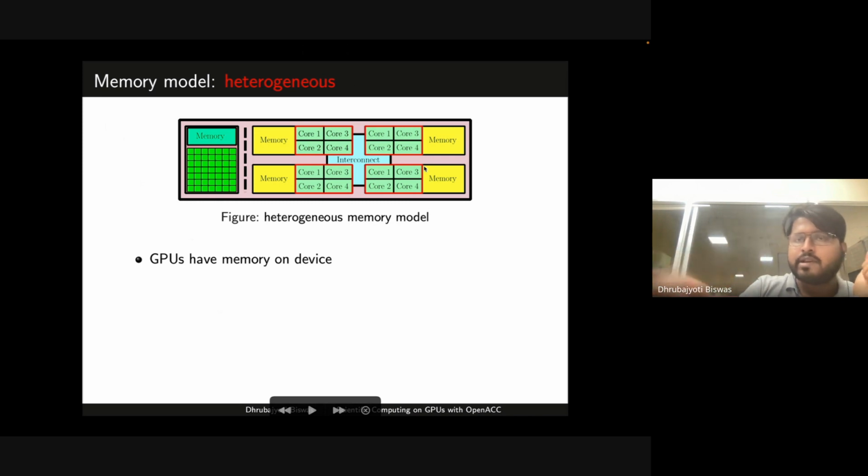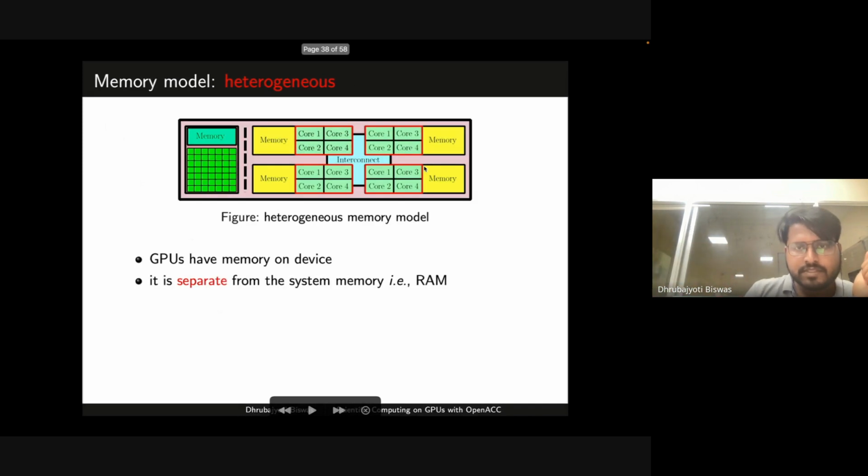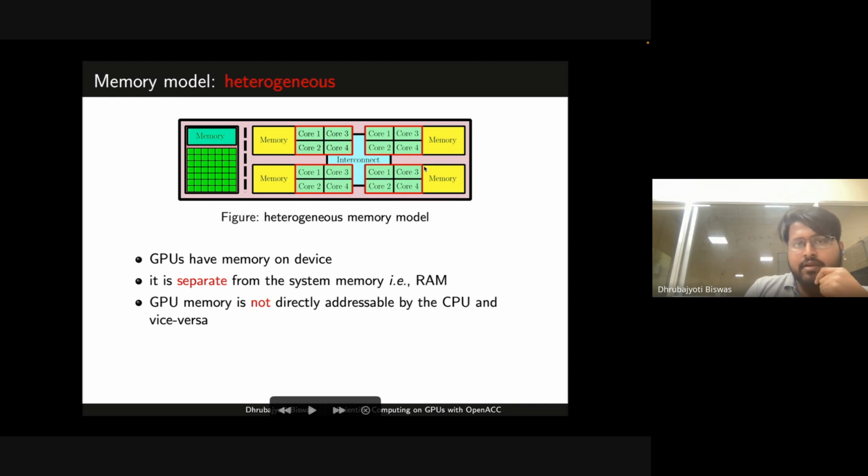Whereas in a CPU-only system, you have to put in your memory, like RAM. But the GPU memory is completely separate from system memory, which is RAM. As we discussed, it is not connected directly. And the interesting and important part here is that GPU memory is not directly addressable by the CPU, and vice versa. What do I mean by this? In the shared and distributed memory models, the RAM connected here is directly addressable by the CPU. So this core can directly address memory here, and this core can directly address memory in some other part of the system.